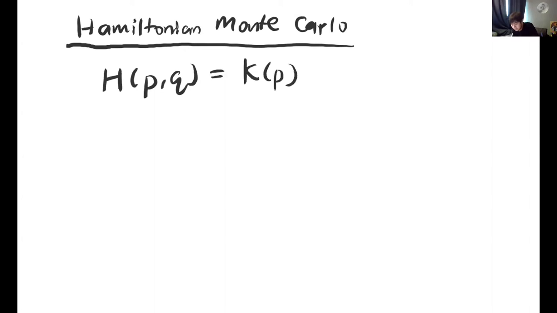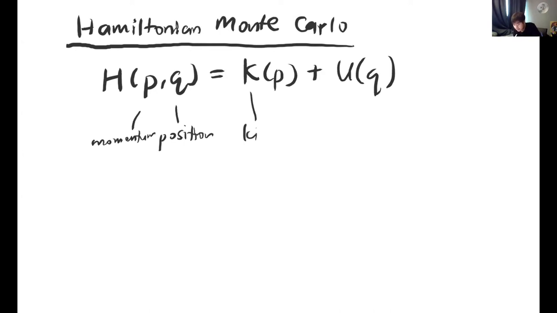I'm very apologetic to start with symbols and equations, but I figured it's actually the simplest way to start. So here, Q is position, P is momentum, and K is kinetic energy, U is potential energy, and H here is what we call the Hamiltonian, or the total energy.